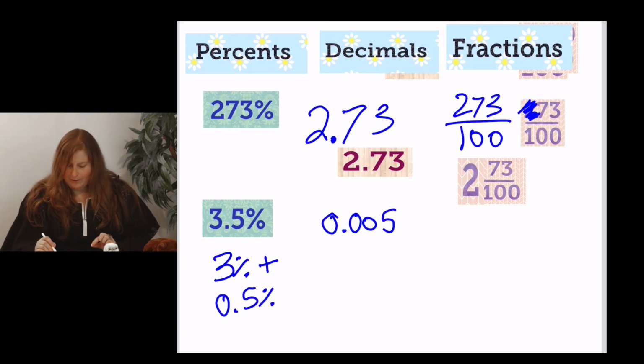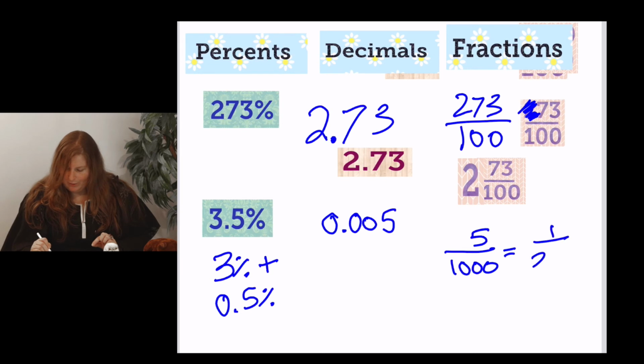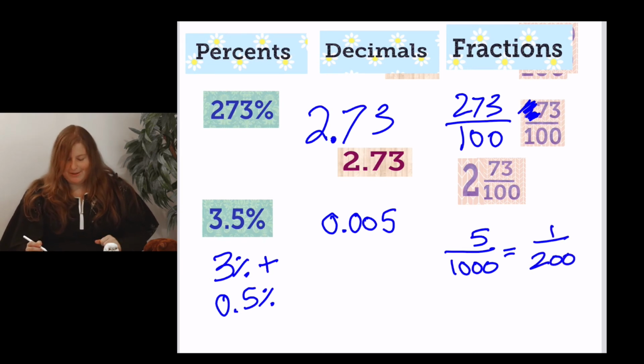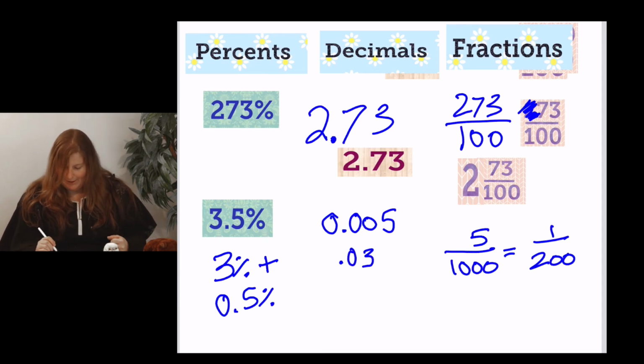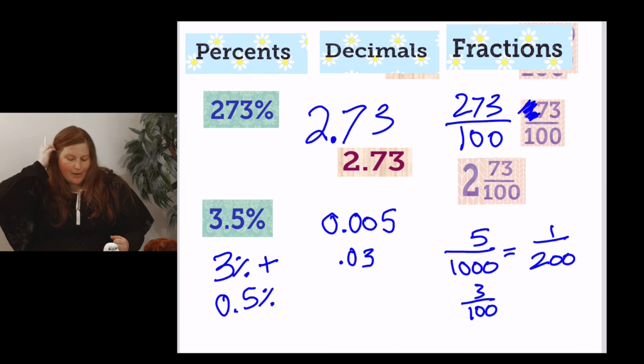And as a fraction, we know that it was 5 over 1,000, and that we simplified that to 1 over 200. So now we have to add 3%. We know that in percents, it's parts out of 100. So we would have 3 parts out of 100, 3 hundredths. And as a fraction, we would have 3 over 100. So let's add those together.